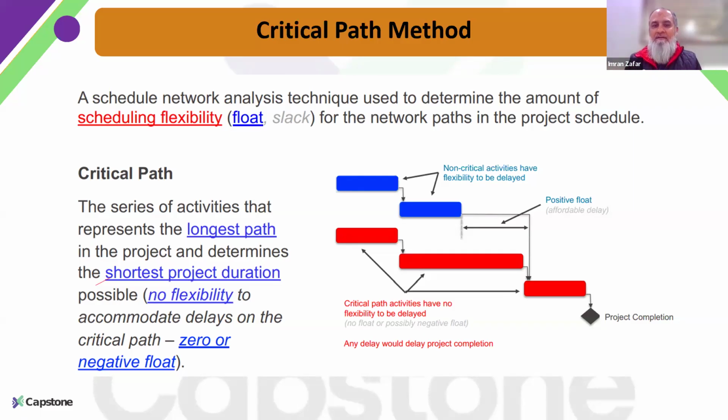So utilizing this critical path method, we know that, okay, this is my network diagram. Let's say this is my network diagram.